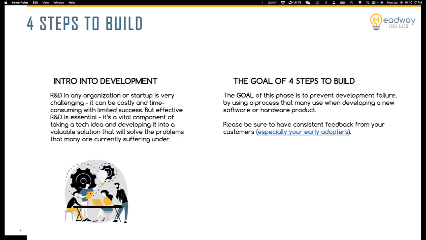But in the intro into the development stage, it is very vital that we go through some specific steps. They're not necessarily a lot of steps, but there are specific steps that you should take good notice of and do your due diligence when you're going through them. So we want to talk a little bit about that so that you don't suffer many, many problems further on down the road. So the goal of 4 steps to build is to prevent development failure by using a process that many use when developing a new software or hardware product.